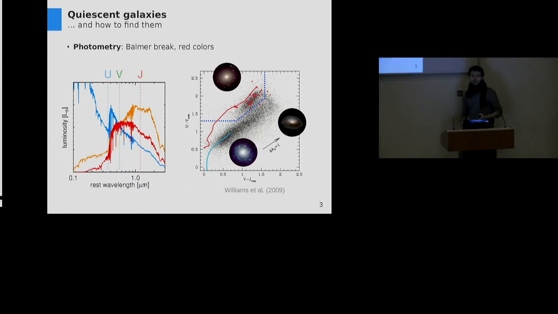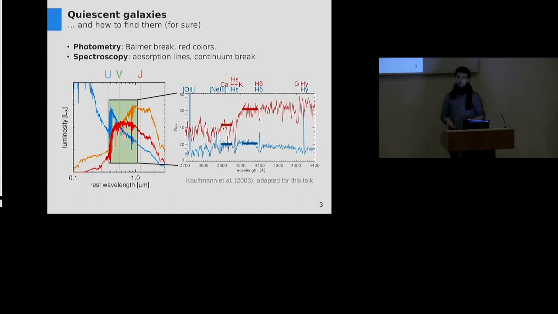But of course, if you want to be sure that a galaxy is truly quiescent, you need to see spectroscopy of the object. So typically what you want to see is Balmer absorption lines, this is calcium, Balmer absorption lines, no emission lines, and also red spectral breaks here.